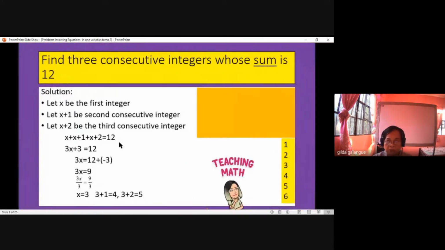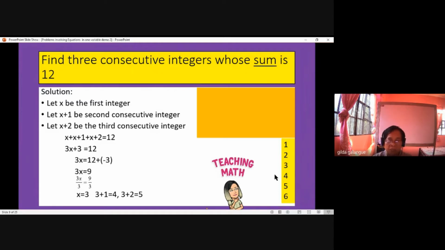We'll proceed with the 3 consecutive integers. Find 3 consecutive integers whose sum is 12. Looking at our consecutive integers, we have 1, 2, 3, 4, 5, and 6. Think of 3 consecutive integers that whenever you add, the sum will be equal to 12. 3 plus 4 is 7, and 7 plus 5 is 12. So we have 3 consecutive integers, 3, 4, 5, whose sum is 12.